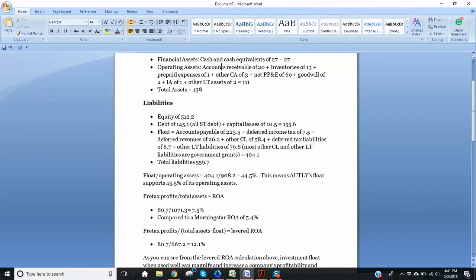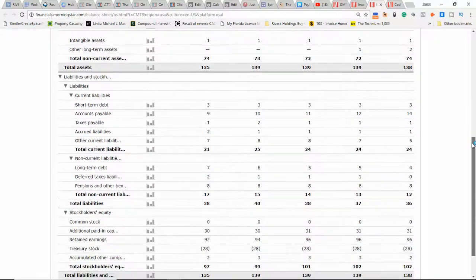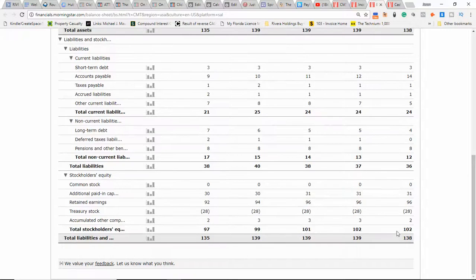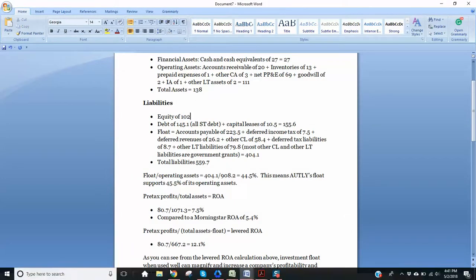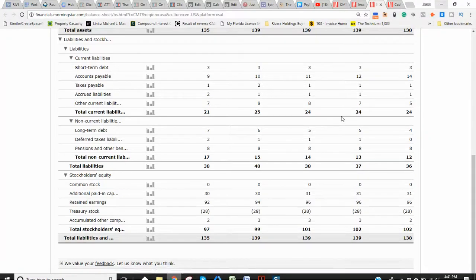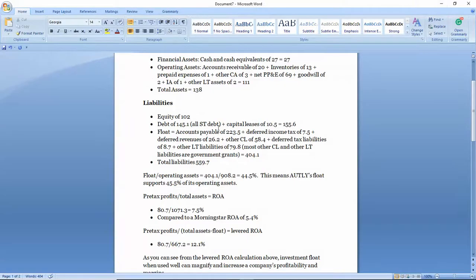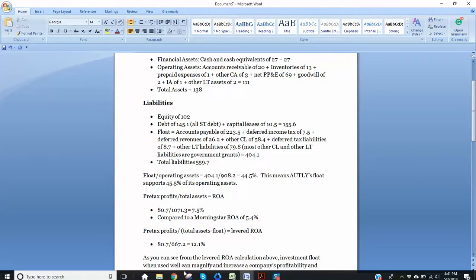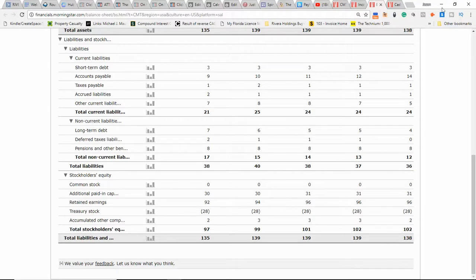So let's go to liabilities. Equity. That's this number right here, this net number where you put the equity. 102. Debt of 3. All short-term debt. Okay, I combine those together. So 3, so 7 million total.